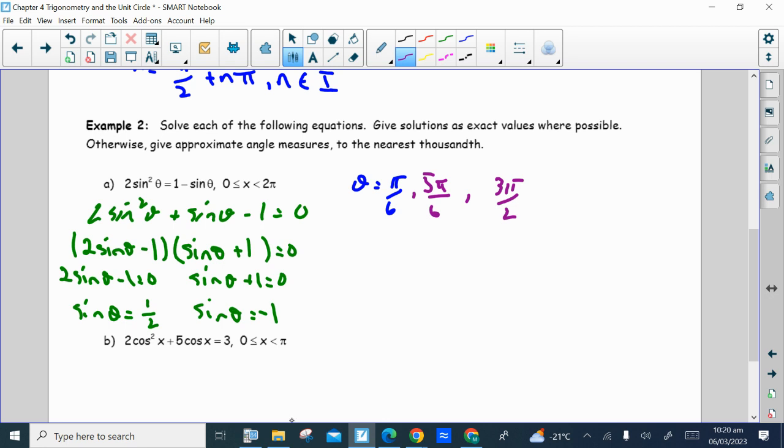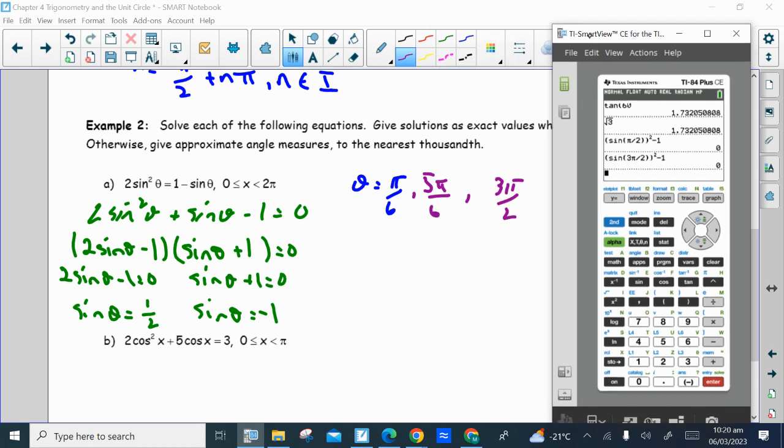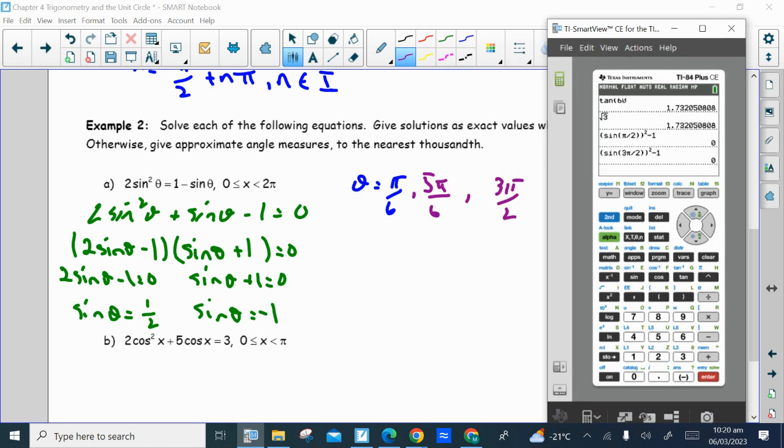Okay, so now we're going to check these on the calculator. So I've got two sides to this equation, so I'll put both of them in, and I should get the same number. First, checking for pi on 6. So I have to have 2, open a bracket, because I have to square the sine of pi on 6. Close the bracket on the pi on 6, close the bracket of the sine of pi on 6, so we can square it. Gives us that value. And I should get the same value on the right side of the equation when theta is pi on 6. So it's 1 minus the sine of pi on 6. Same value.